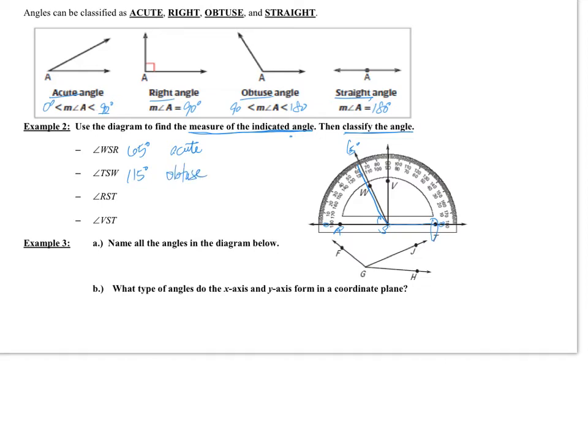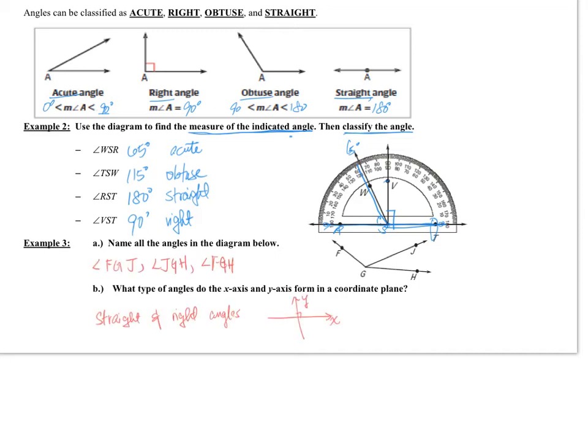And angle RST is a straight angle, so that's 180 degrees. So we just write straight. Then we have angle VST, so that is 90 degrees. We have a right angle. Now I would like you to pause the video and do example 3 on your own, and then play the video for the answer. And here are the answers.